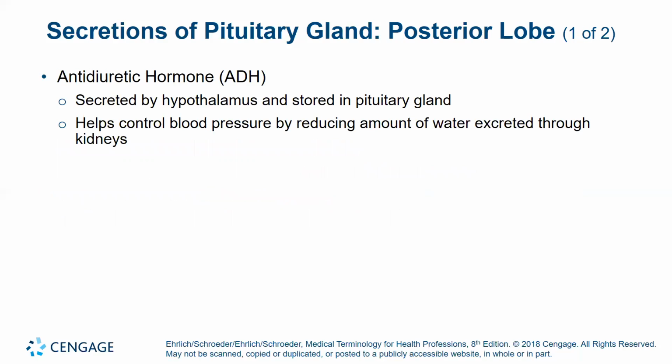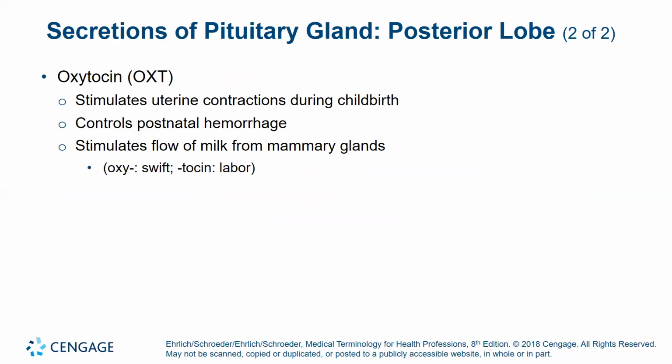We have the antidiuretic hormone, the ADH, secreted by hypothalamus and stored in the pituitary gland. This hormone helps control blood pressure by reducing the amount of water excreted through the kidneys. We have the oxytocin, OXT. This stimulates uterine contractions during childbirth. It does control postnatal hemorrhage, and it stimulates flow of milk from the mammary glands. Oxytocin is labor.